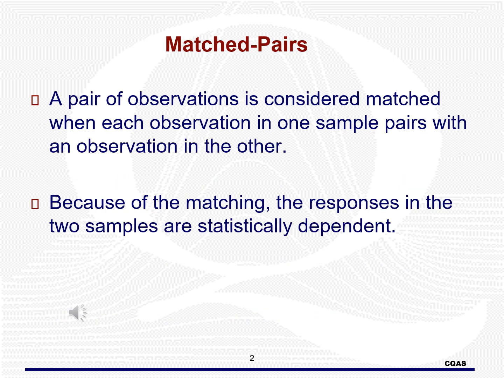A pair is considered matched when an observation from each sample is paired with its counterpart in the other sample. The observations are usually connected by subject. These are not independent because of the pairing. Let's look at an example.